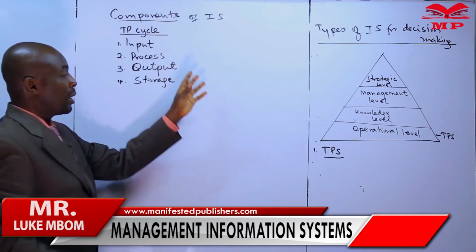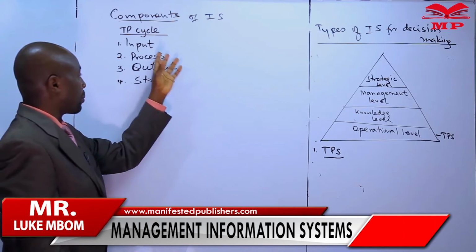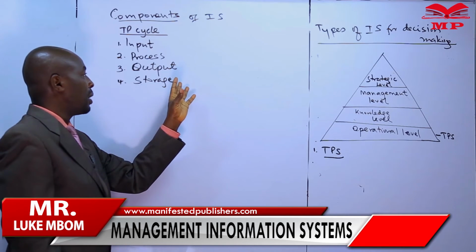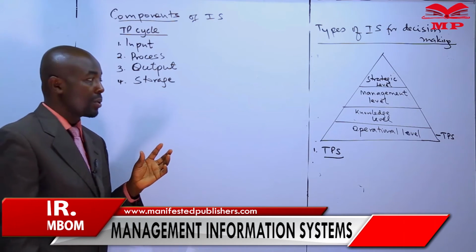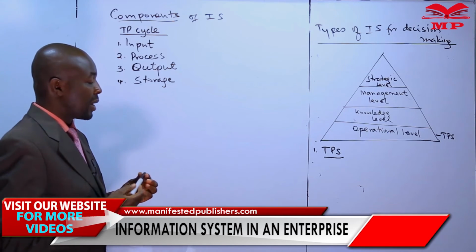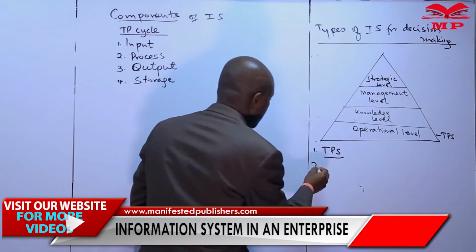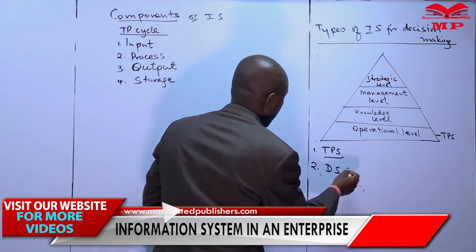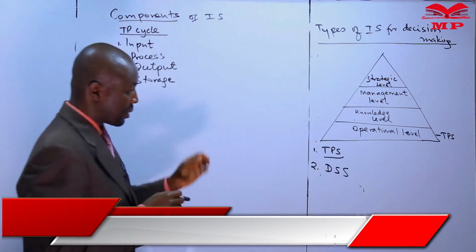Data is input into the system. Data is processed, data is given as output, and data is stored for future use. So that summarizes the story about the TPS. Next we look at the other information system, what we call decision support systems.